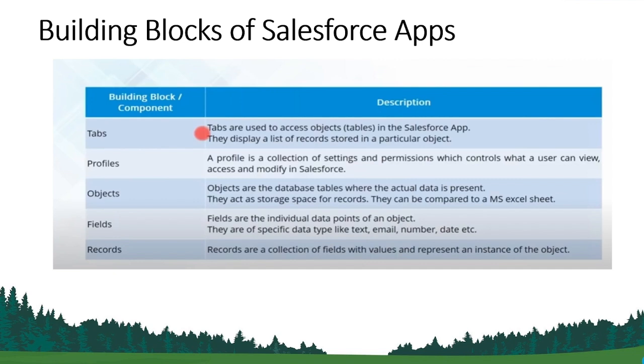Now we have the building blocks of Salesforce applications. These are the 5 building blocks with which the Salesforce applications work. Firstly, we have tabs. Tabs are used to access all the objects. Objects here are referred to as the tables, the columns that are defining a particular field. So tabs are basically the objects that are defining the tables in the Salesforce application. They are used to store the records, the fields in a particular object.